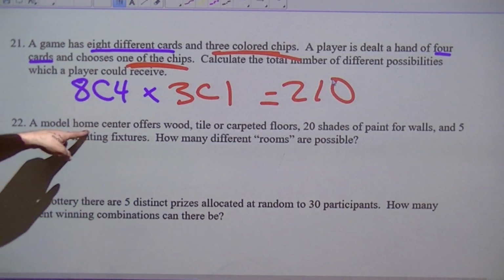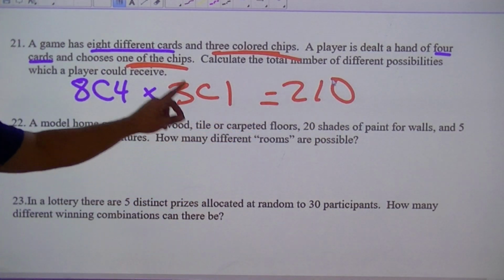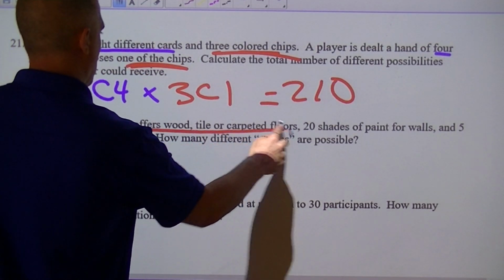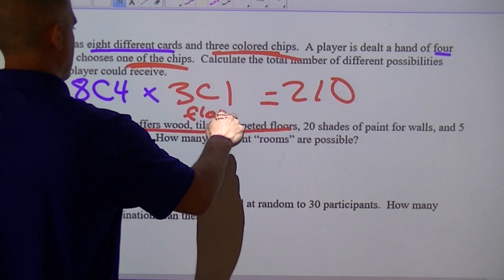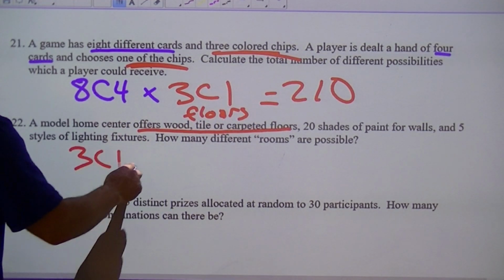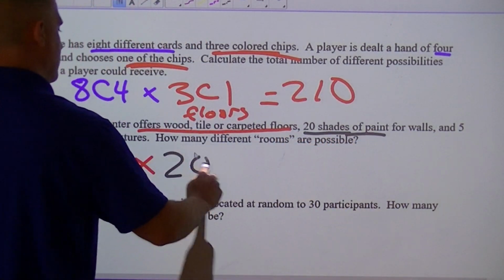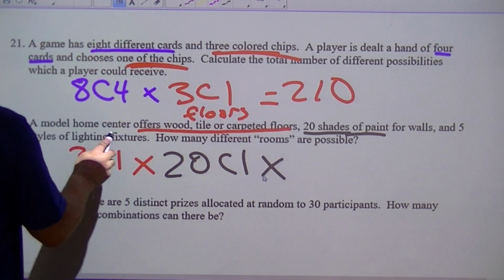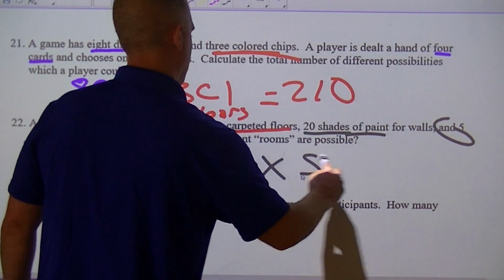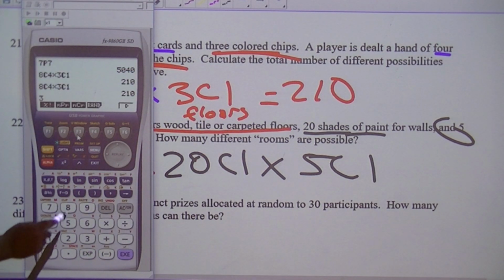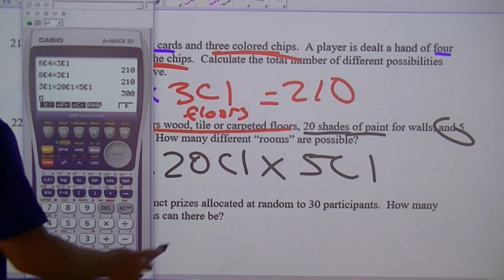Model home offers wood, tile, and carpet, 20 shades of paint, and 5 fixtures. So this is all for floors. You have 3, you get to choose 1. Then you got 20 shades of paint, of 20 you get to choose 1. And then 5 lighting fixtures, you get to pick 1. So that's 3C1 times 20C1 times 5C1. 300.